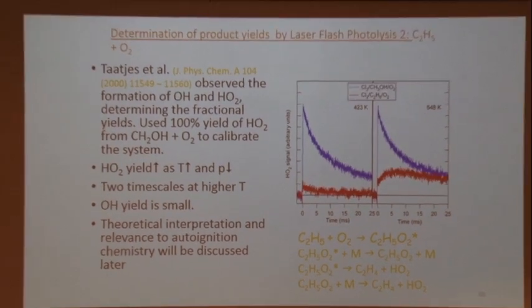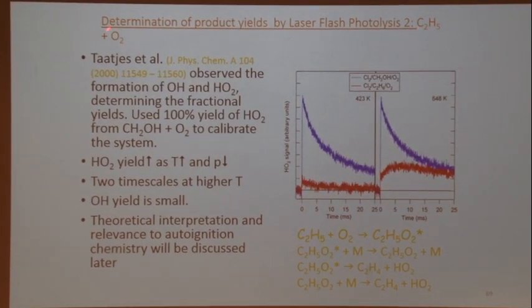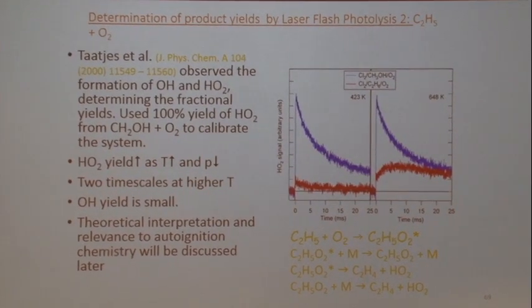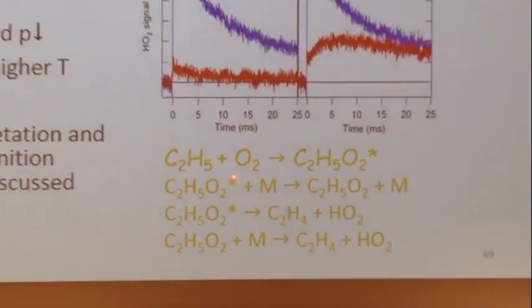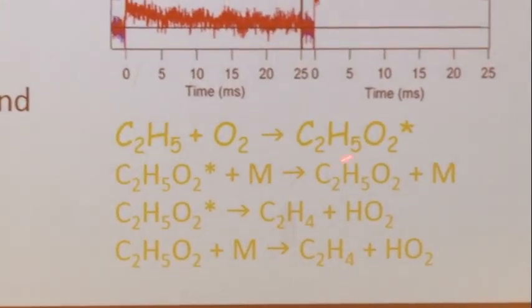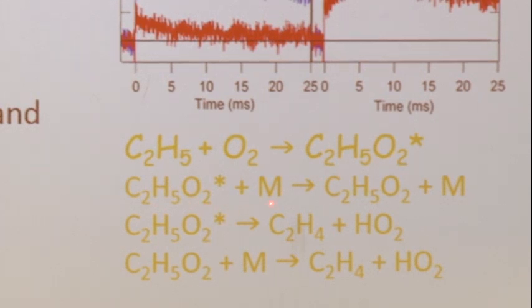This is an interesting one. So this is ethyl radical plus O2. Let's see if I can explain this. So these are the sequence of reactions that people think should happen. Ethyl radicals should react with O2 and make an energized adduct. The energized adduct can have a collision and lose some energy and get stabilized. There's this thing called a peroxy radical. It could also just directly react and kick out an HO2 and an ethylene.